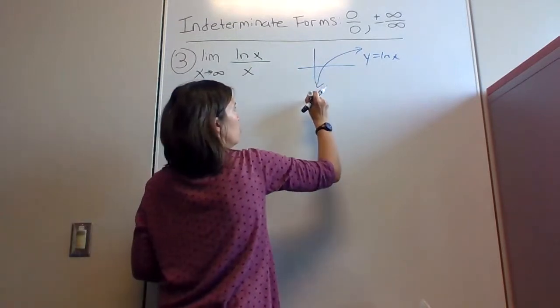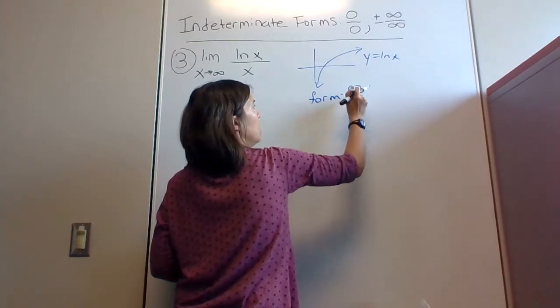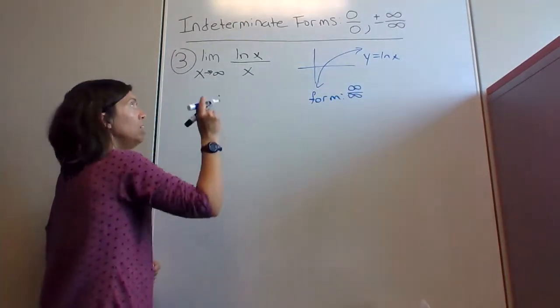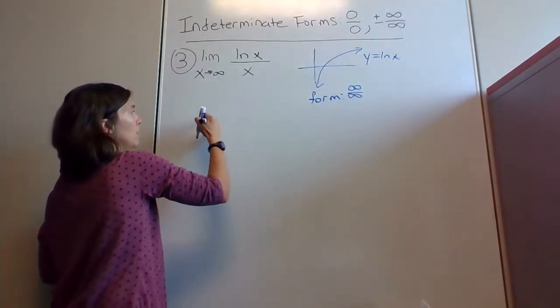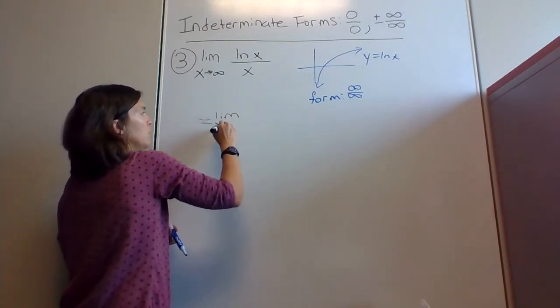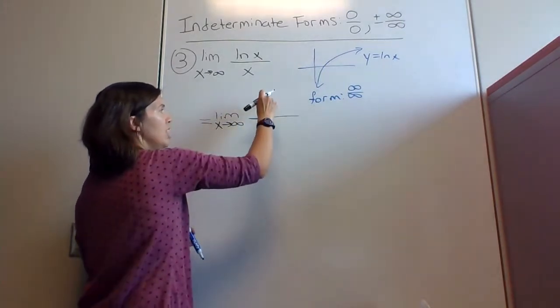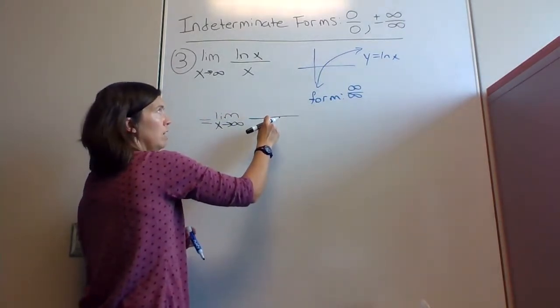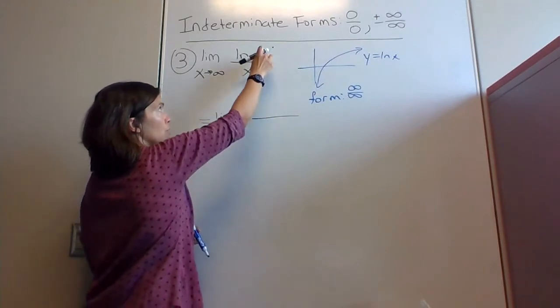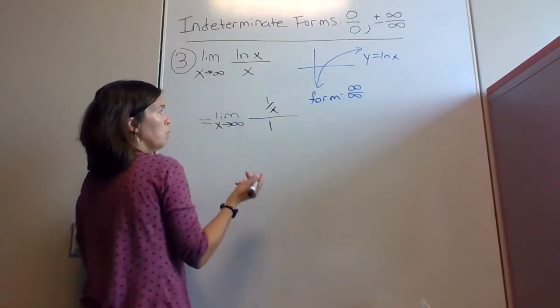And then the x, of course, in the denominator there is increasing without bound. So this limit has the form infinity over infinity, which means L'Hopital's rule is applicable. So this limit above is equal to the limit as x approaches infinity of... Now you differentiate the numerator and the denominator independently. So the derivative of the numerator is 1 over x. The derivative of just x is 1.